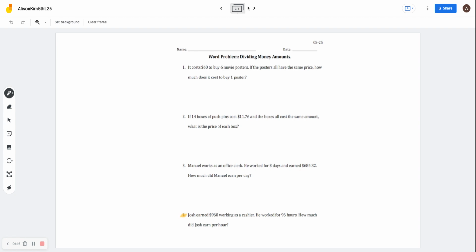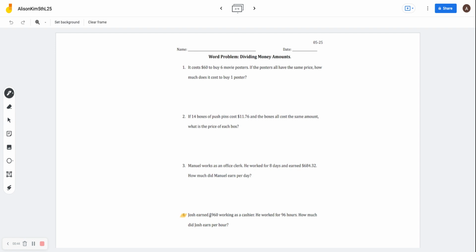Number 4 states, Josh earned $960 working as a cashier. He worked for 96 hours. How much did Josh earn per hour? So we know that Josh earned a total of $960, right? And we know that he worked for a total of 96 hours. And so in a total of 96 hours, he earned $960. But we want to know how much Josh earned per hour.